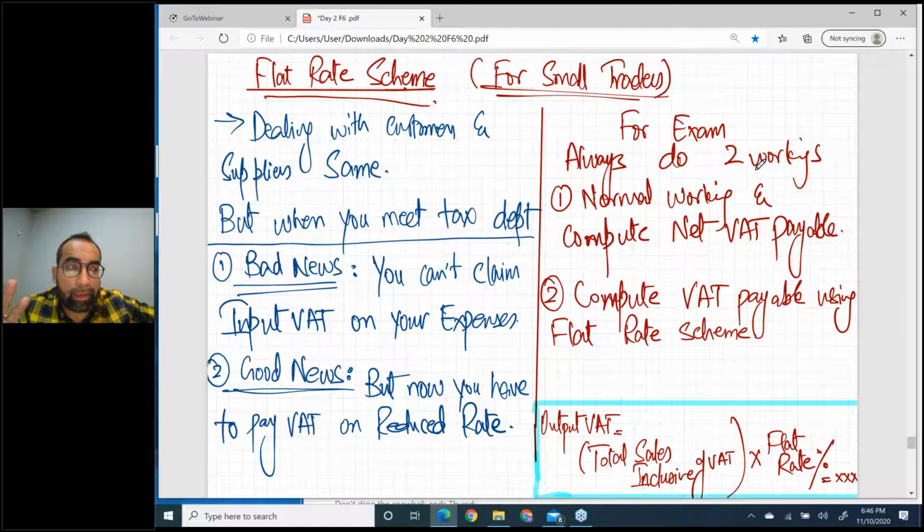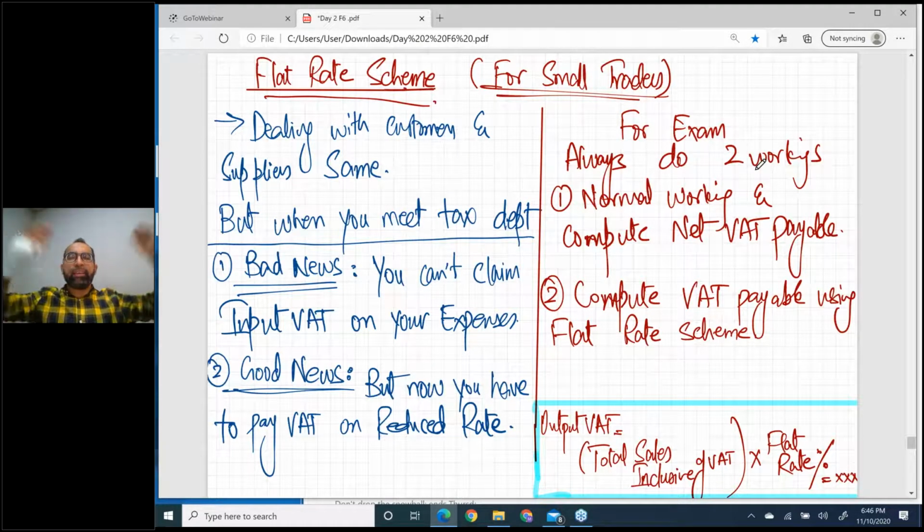Now let me explain this scheme in a different way. Look at my video, not just the screen, my face. If you join a flat rate scheme, your dealings with suppliers and customers will remain same. What does it mean? When you buy goods, you will pay normal 20% VAT to suppliers, and when you sell the goods, you will collect normal 20% from customers. Don't forget this. This will come in your MCQ. In past paper it will come.